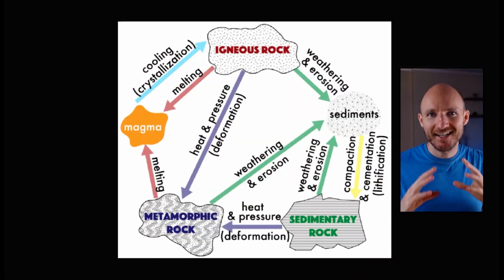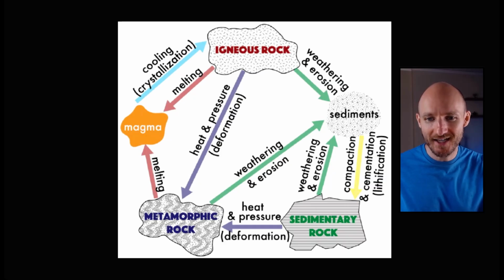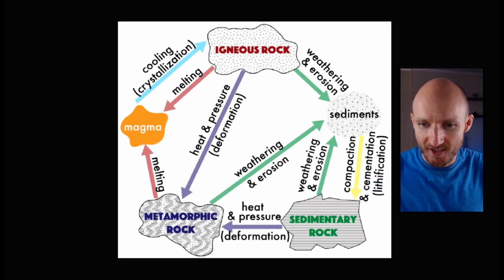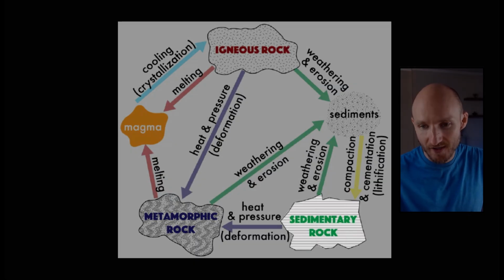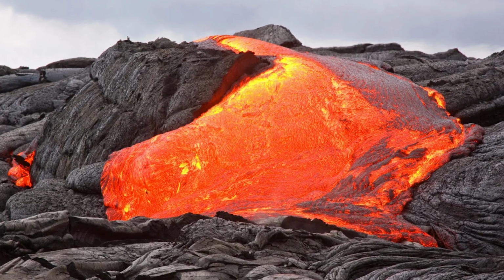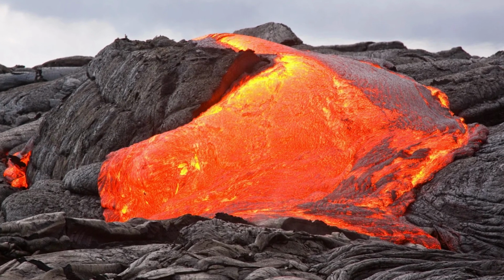Okay, here's the first graph. It's the rock cycle. The rock cycle is amazing. You can see here that there's igneous rock, metamorphic rock, and sedimentary rock. Igneous rock is the main rock that comes out of the ground. It's how all rock starts.